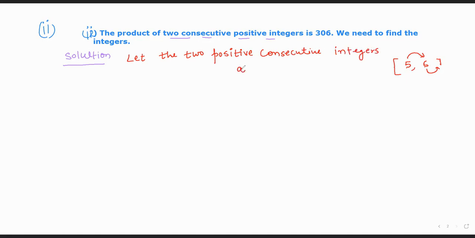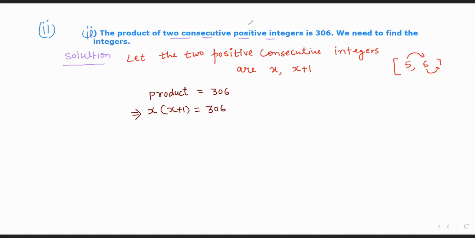Let's say the first integer is x, and the next one is, you see, if the first is 5, the next one is 5 plus 1. So I can say it is x plus 1. Now you see, we are given that the product of these two integers is 306. So it means I can write x times (x plus 1) equal to 306.